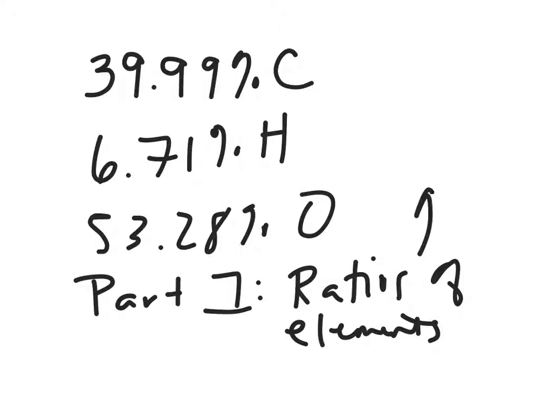So by ratios, we mean for every carbon we have, how many hydrogens do we have, and how many oxygens? We're not going to figure out exactly how many carbons, hydrogens, and oxygens do we have in this first part. We're just going to figure out the ratio. We're going to go through some steps. So the first step you do, so step 1, is you assume you have 100 grams of your sample molecule.